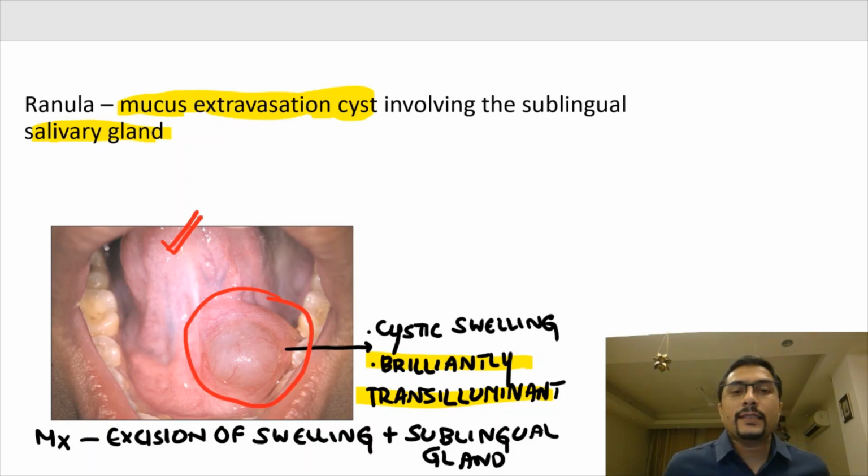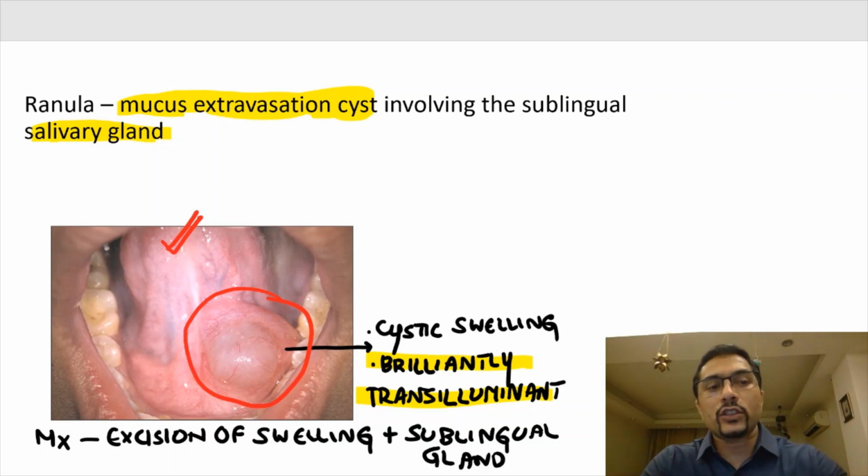They've also asked in your exam what are the other brilliantly transilluminant swellings you know of. So the other brilliantly transilluminant swellings can be a lymphangioma or a cystic hygroma, right? You can also have epididymal cysts, and sometimes hydrocele can also be transilluminant. Hydroceles are transilluminant, but brilliantly transilluminant are usually lymphangioma or cystic hygroma, ranula, and epididymal cysts. The management of a ranula is excision of the sublingual salivary gland and the swelling.